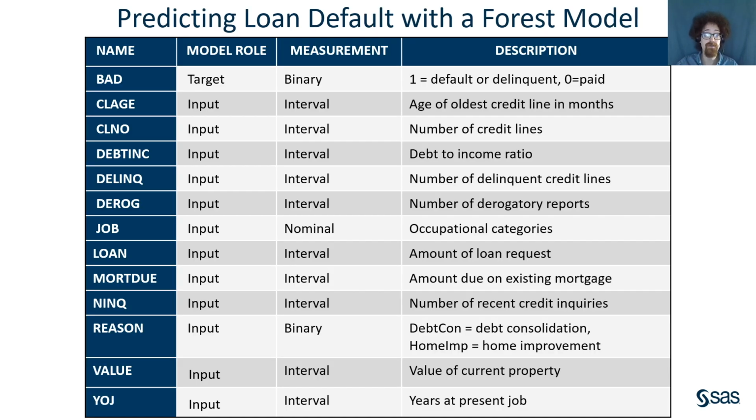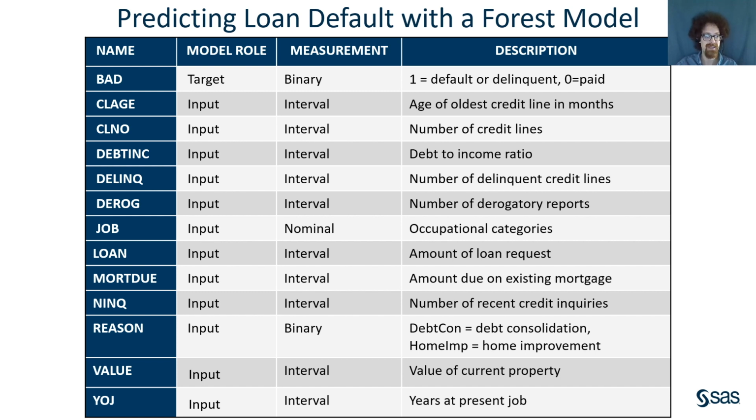Here's a description of the variables in the dataset that we'll be using to build the forest model. It's a home equity line of credit dataset named HMEQ, for home equity for short. The table contains one row per loan for each customer. For each loan or customer, bad equals 1 for loans that are in default or delinquent, and bad equals 0 if the loan is in good status.